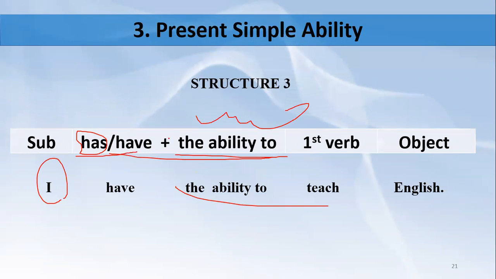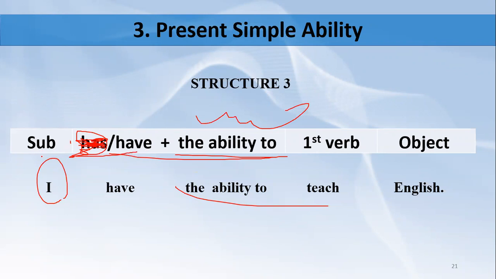Then the negative structure for this use of the tense is do not or does not, and then have only, just as we do in possession. He does not have a car, and they do not have a car. In the same way, he does not have the ability, she does not have the ability, the student does not have the ability.